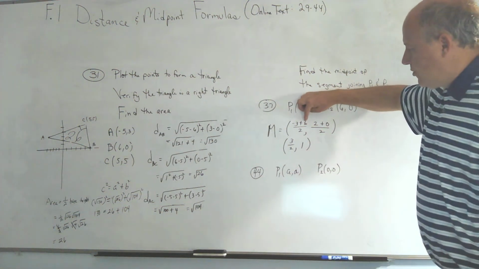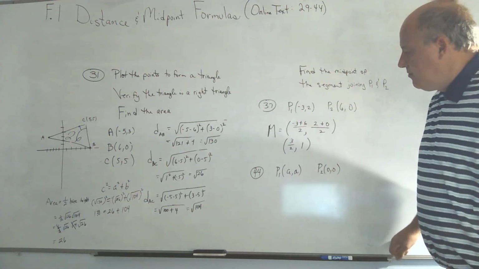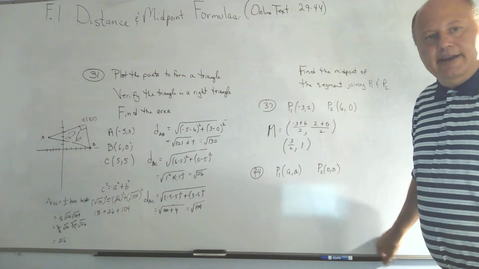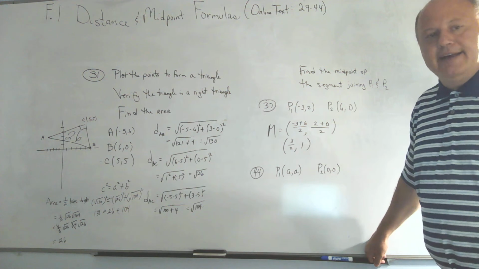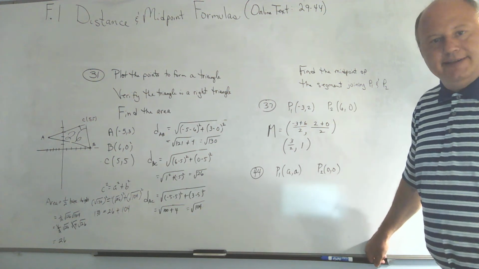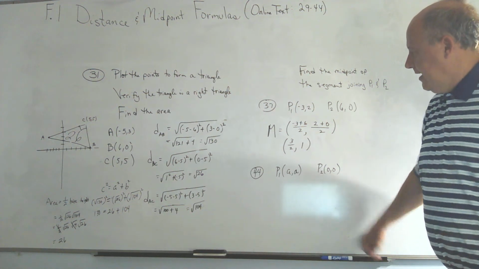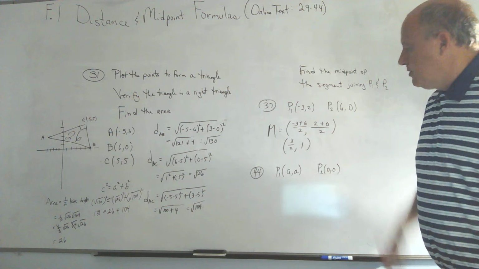-3 plus 6 is 3, divided by 2 is 3 over 2. Would you accept 1.5? Sure. I'm not big on that. 3/2, 1.5, knock yourself out. It doesn't matter to me. And then 2 plus 0 is 2, divided by 2 is 1.